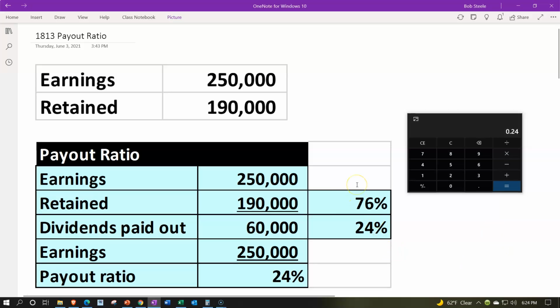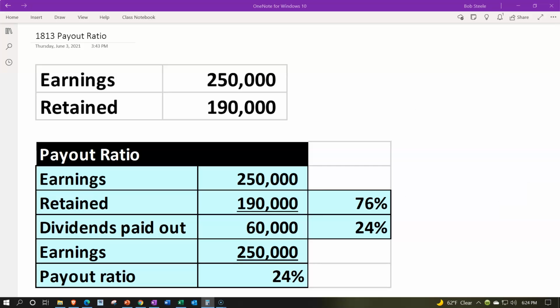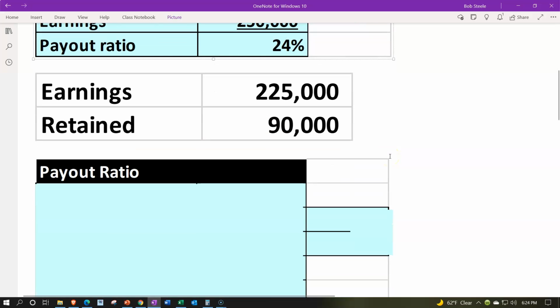We can also think about the percent that was retained, which was the 190,000 divided by the 250,000. So that's going to be the 76, and of course the 76 plus the 24 is 100%. Let's do that again. 76 plus the 24 is going to be the 100% there. So then let's do it again.